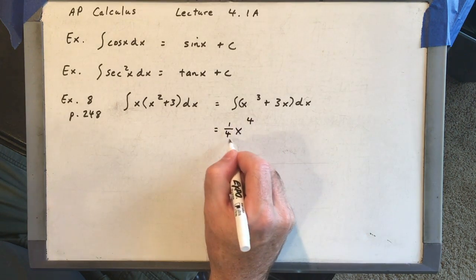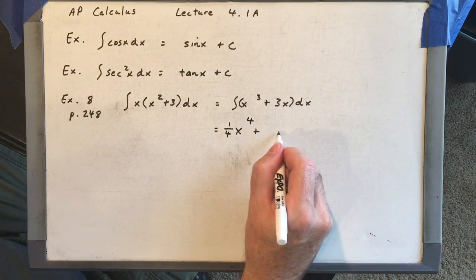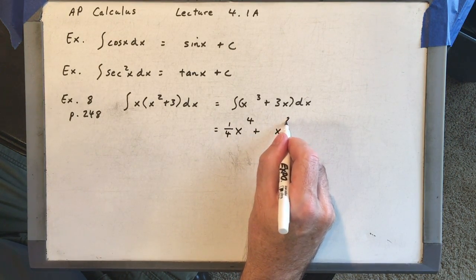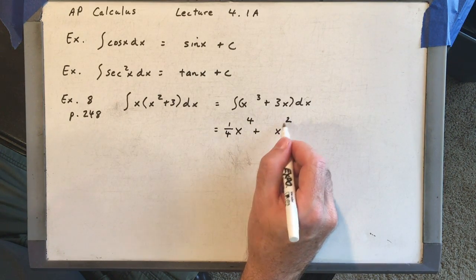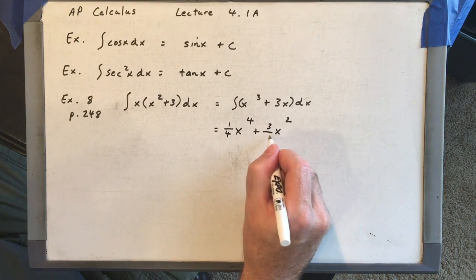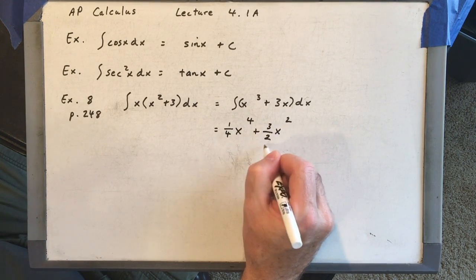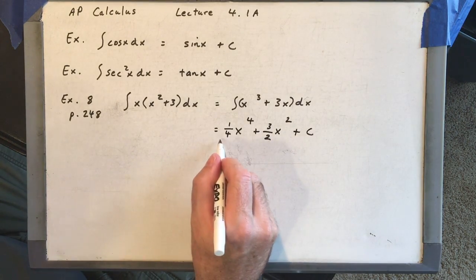So we'd have 1/4 x to the 4th plus, for this one it's x. We know it's going to go up to x squared. So what fraction out front do I need when I multiply it by 2? I'll have a 3. Well, that's going to be 3/2. 2 times 3/2 is 3. Plus, don't forget your constant of integration.